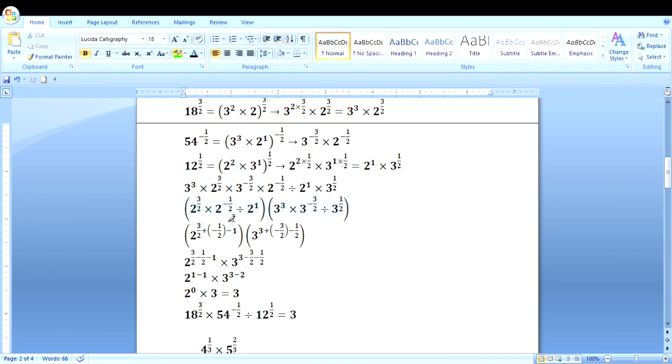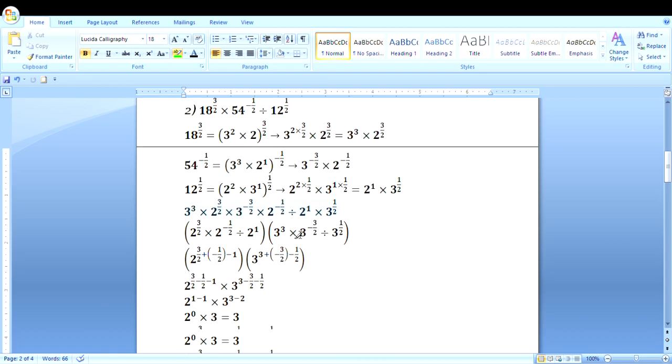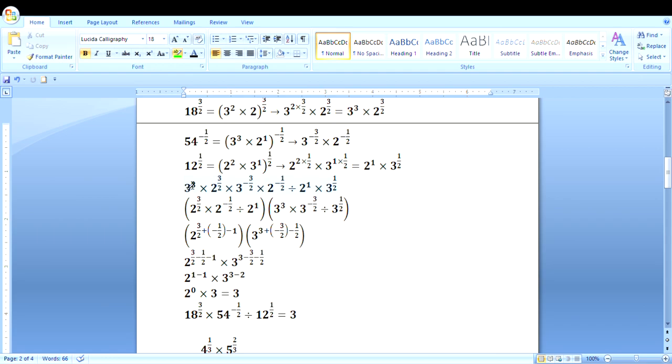Okay, so we substitute everything back into this expression. Whatever each of these numbers represents, as expressed in this form, we substitute here, and this becomes 3 raised to power 3 times 2 raised to power 3 over 2 times 3 raised to power minus 3 over 2 times 2 raised to power minus 1 over 2 divide 2 raised to power 1 times 3 raised to power 1 over 2. So for the base 2, we will collect all the terms containing the base 2, and this becomes 2 raised to power 3 over 2 times 2 raised to power minus 1 over 2 divide 2 raised to power 1.